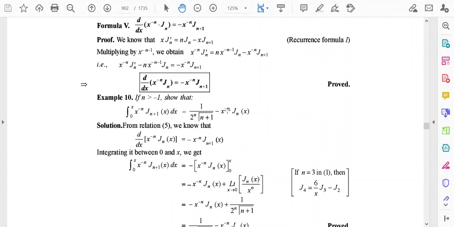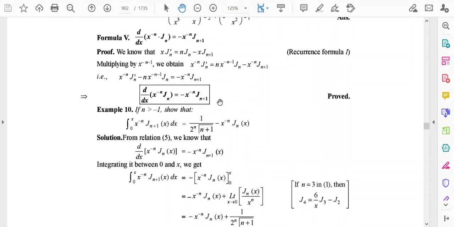In this lecture, we will discuss the recurrence relation corresponding to the Bessel function. In the previous lecture, we have already deduced the first four formulas, and in this lecture, we will deduce formulas 5 and 6, and we will show some of their applications. So this is formula 5.